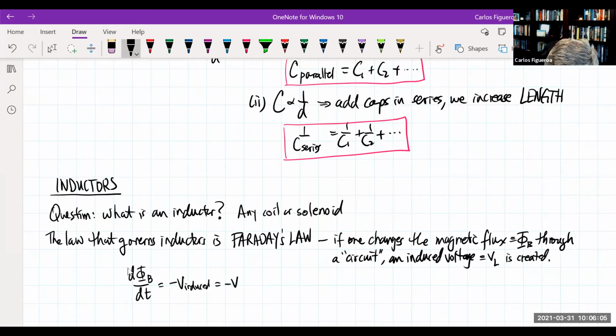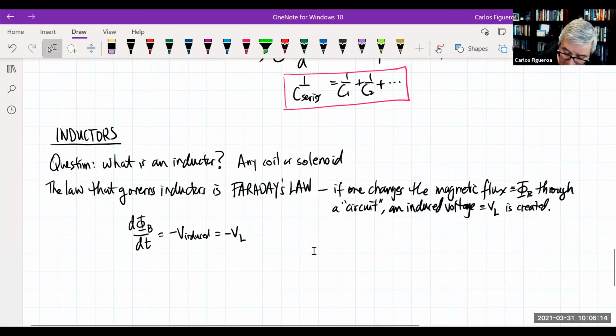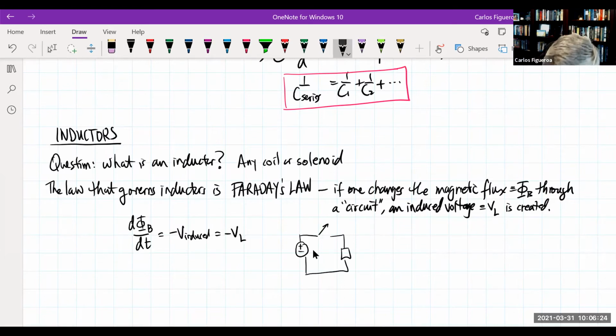And this is what we call the voltage of the inductor. Now let's be careful. What do I mean by a circuit here? You could imagine that I have a power supply, and let's say that we have a switch here, and we have some load in the circuit. Note that this load can be complicated. It could have capacitors, inductors, resistors. It doesn't even have to have an inductor in the circuit.